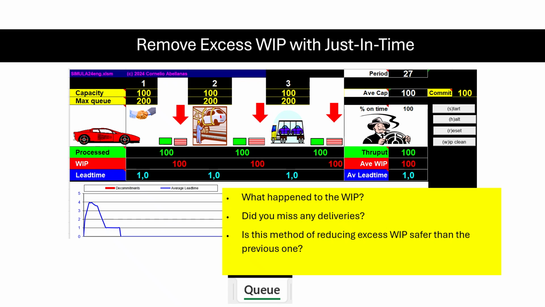Apply JIT, set all max queues to 200. Start the simulator and watch the effect. Questions. What happened to the WIP? Did you miss any deliveries? Is this method of reducing excess WIP safer than the previous one?